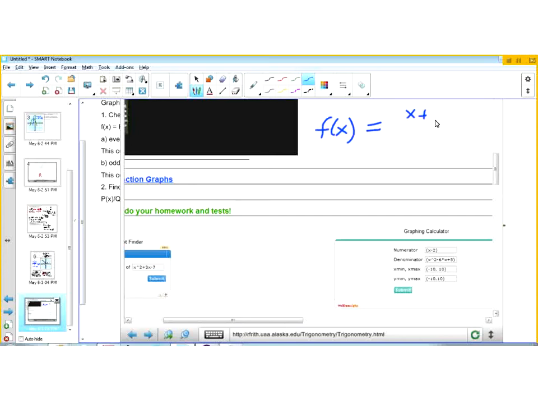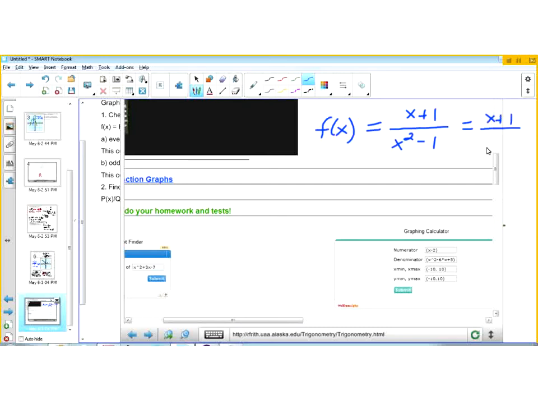So if we have, say, f of x is equal to x plus 1 divided by x squared minus 1. Okay, this graph will have only one vertical asymptote, and that would be at x equals 1. It will have a hole at x equals -1. All right? So here's why.